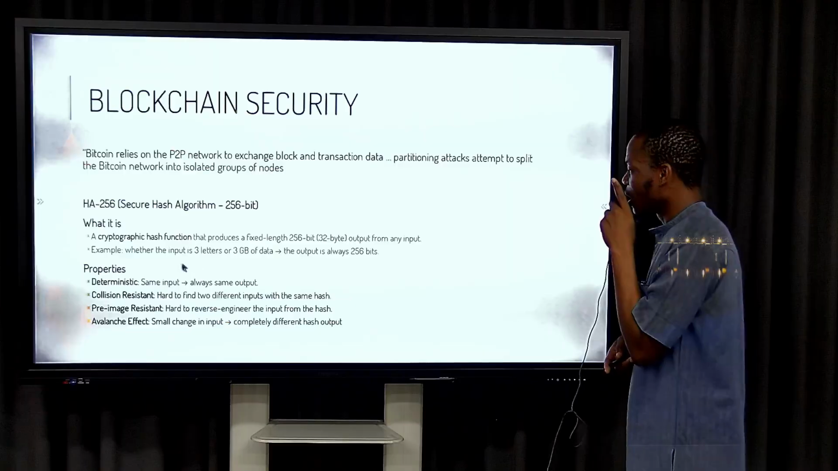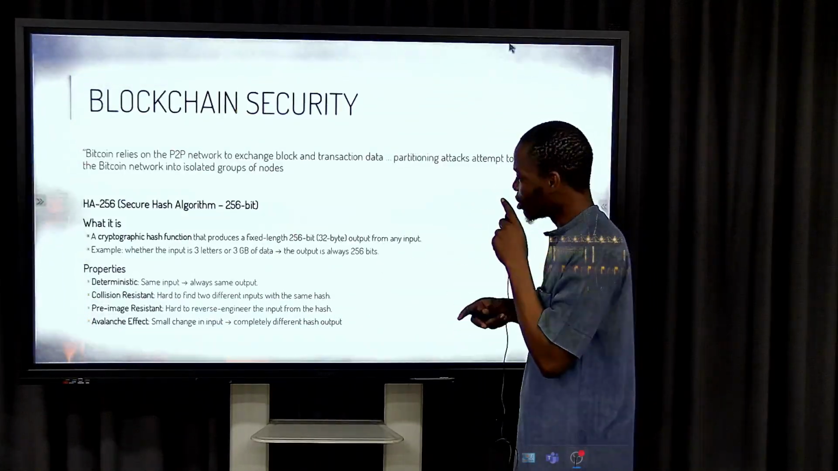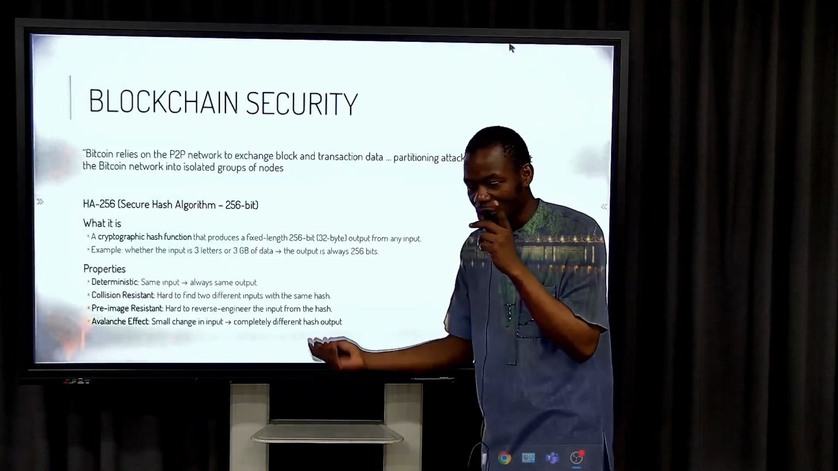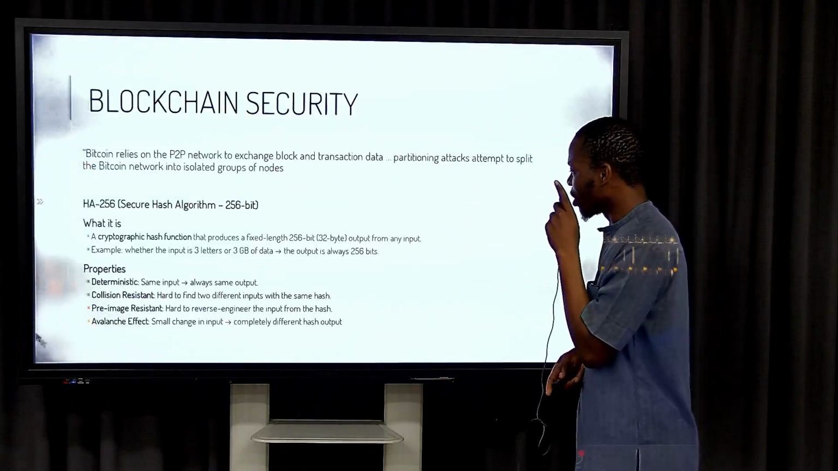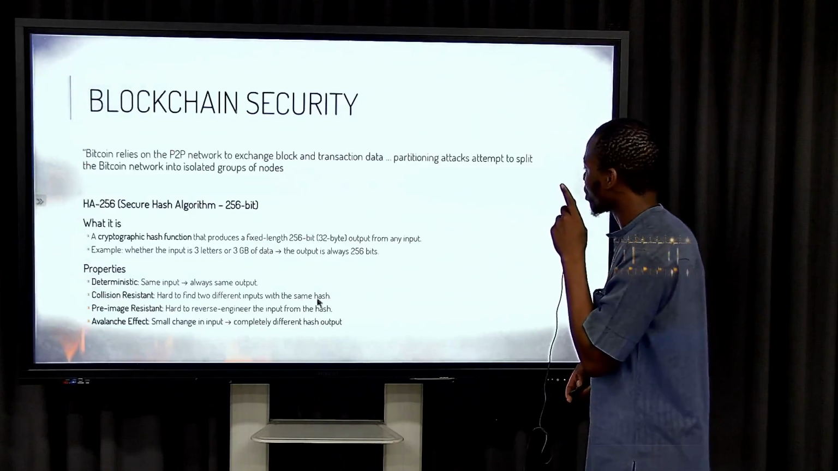Image resistance: hard to reverse engineer. That is, they cannot use software engineering technology to reverse it. They cannot see the input from the output. And lastly, the avalanche effect: a small change in input will lead to a completely different hash output.